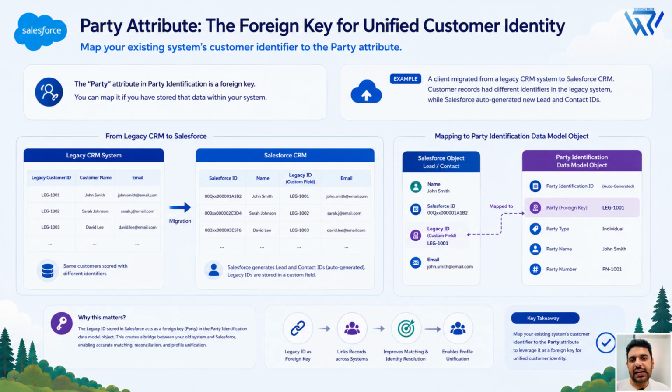Now within the legacy CRM system, they might be storing the same customer details with different identifiers. Later they migrated to the Salesforce ecosystem. Salesforce generated lead and contact IDs which are auto generated. Now while you do migration, you can bring those legacy IDs and store them inside a custom field within lead or contact. This custom field which you have created to store the legacy ID can act as your foreign key, which can be mapped to the party attribute within the party identification data model object.